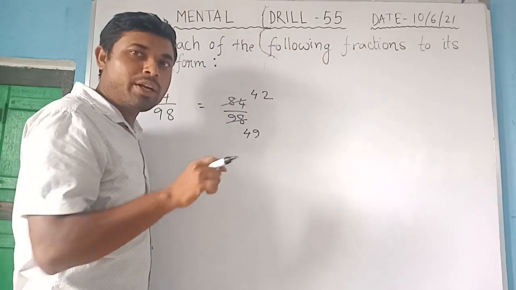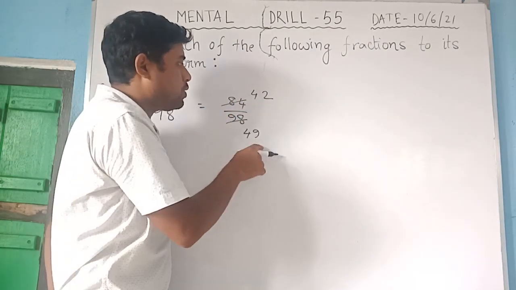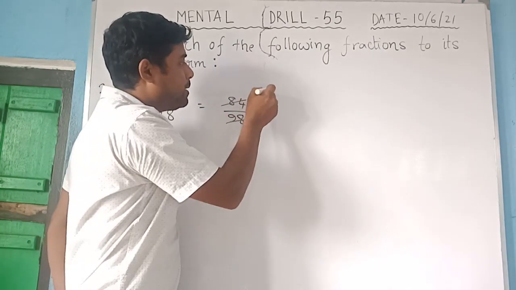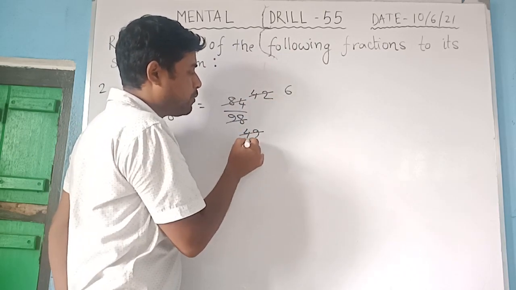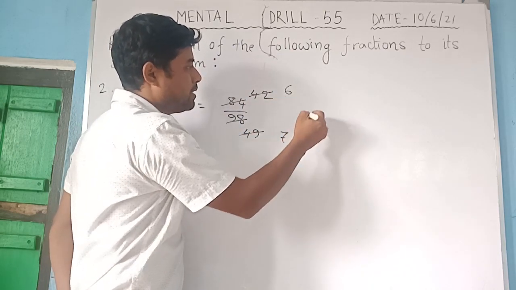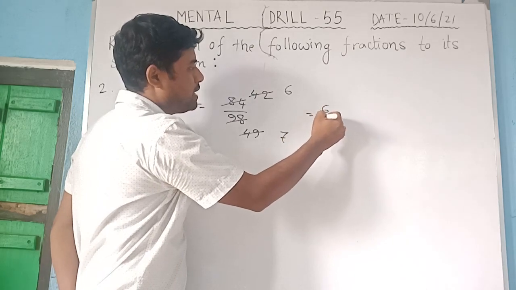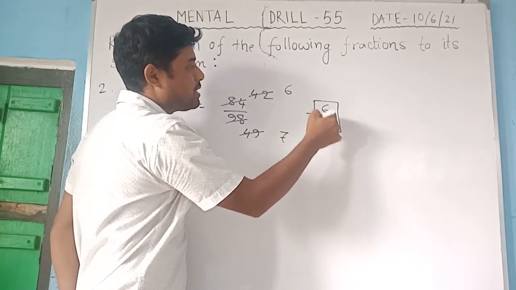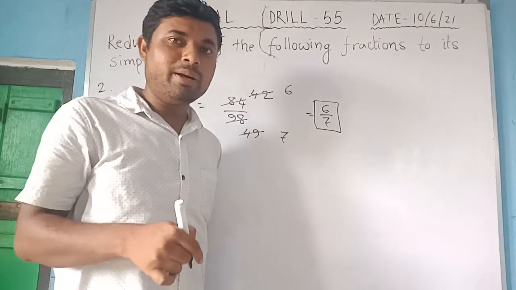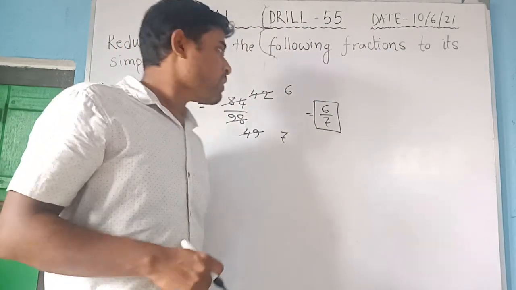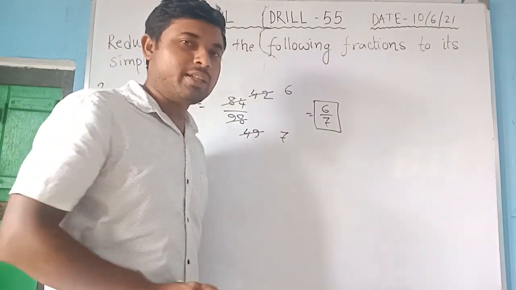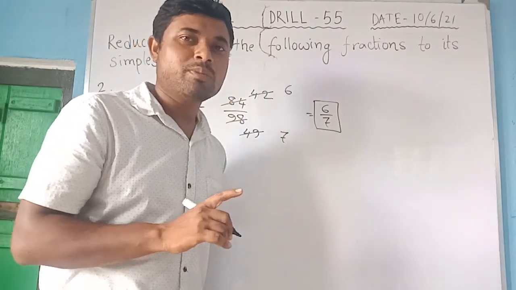By which number can you divide both 42 and 49? By 7. By 7, if you divide 42 we will get 6, and if you divide 49 we will get 7. So 6 by 7 is the answer. Just see 6 and 7. Can you divide both 6 and 7 by any number? No. Other than 1 there is no common factor. That means this is in the simplest form. Is it clear?